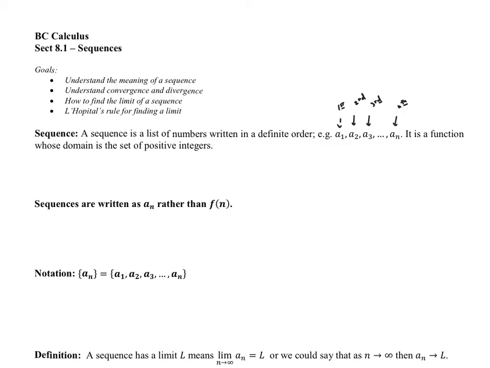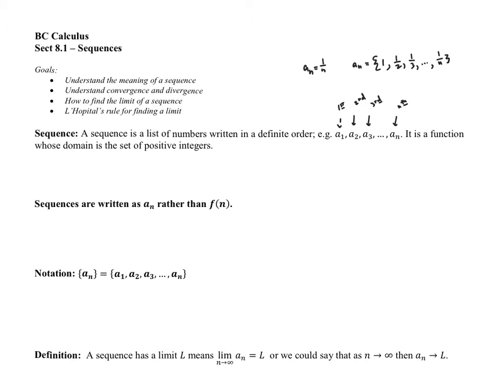Okay, and it's a function. Its domain is the set of positive integers. So when we have a sequence a sub n, for example, 1 over n, a sub n comes out to be the set defined by 1 over 1, that's its first term, 1 over 2, that's its second term, 1 over 3, its third, all the way out to 1 over n, its nth term. Okay, so sequences are not continuous, however, they are functions.